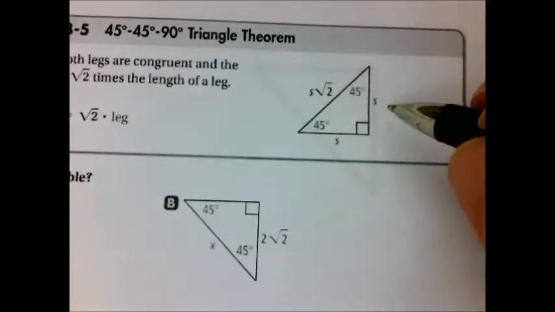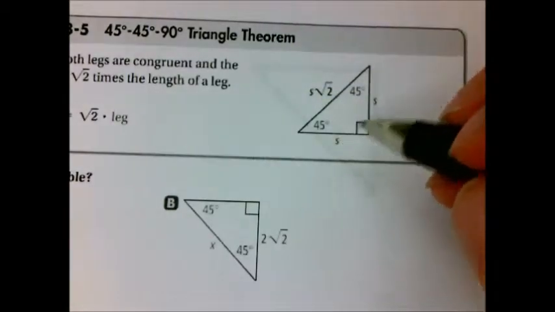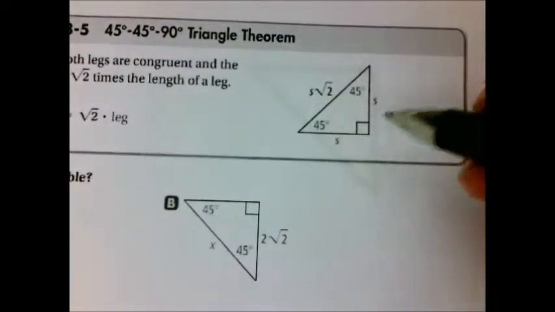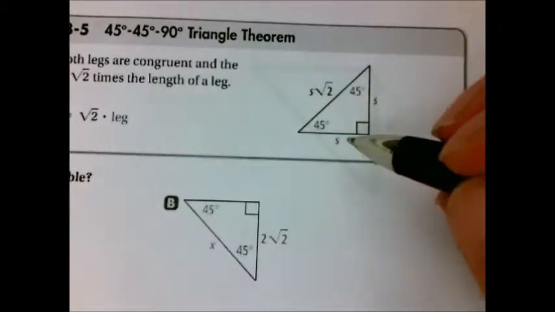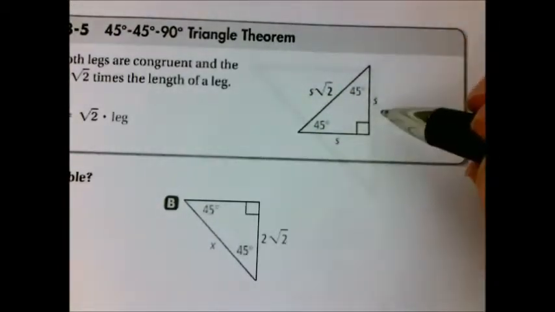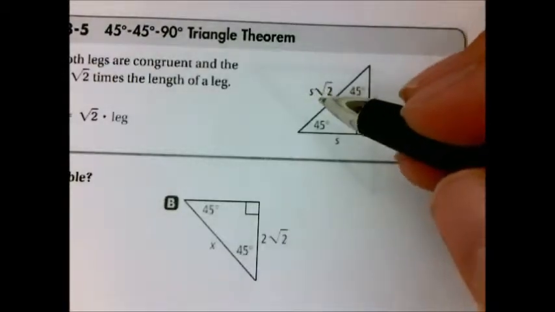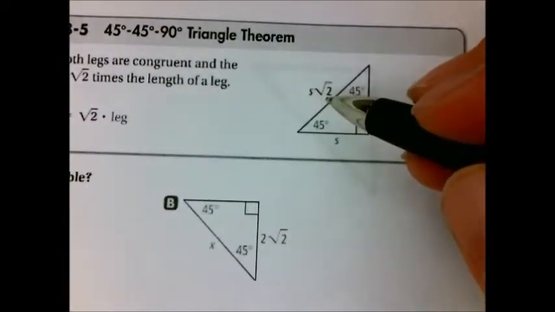What these s's mean is that whatever number we choose, we can replace all the s's with that number, and then that will be the ratio. So let's say this was 5, this would also be 5, and this would be 5 square root 2.